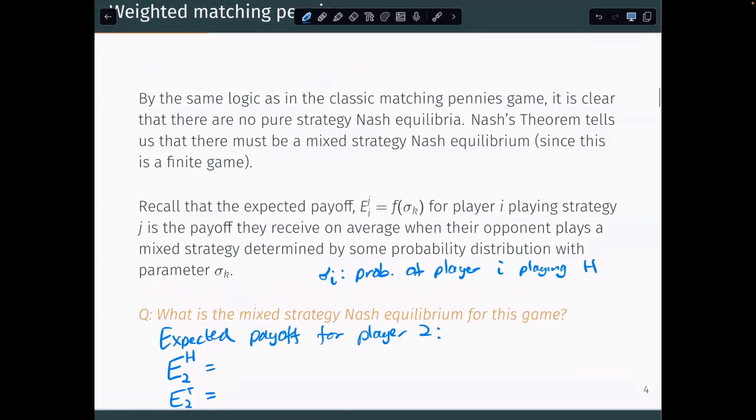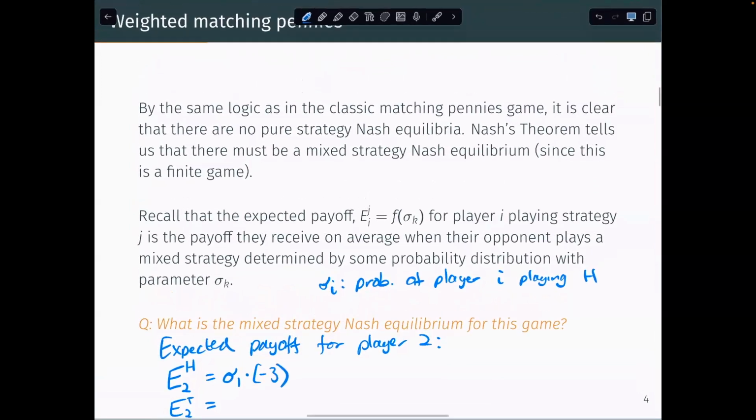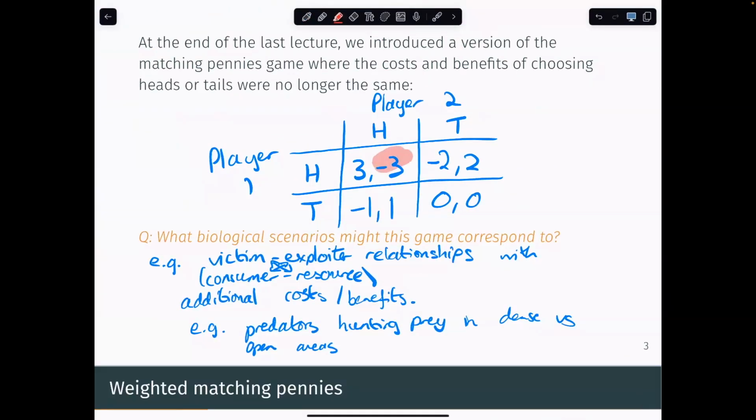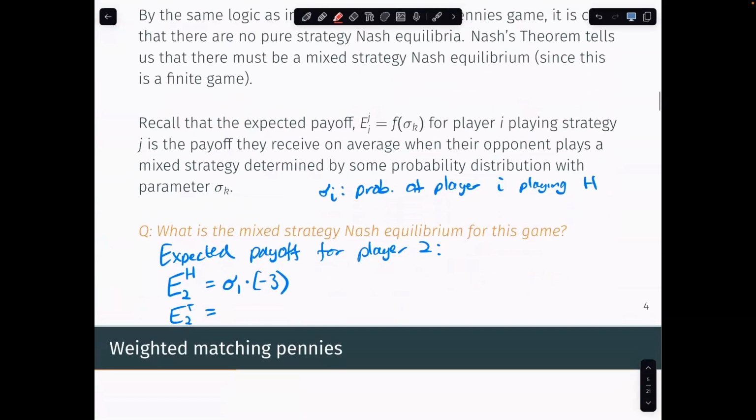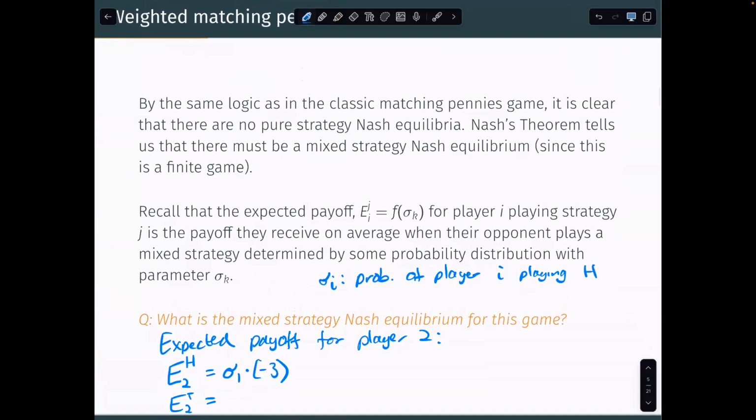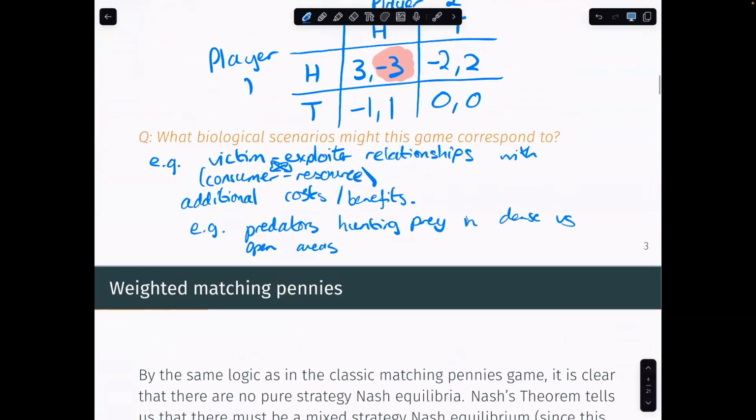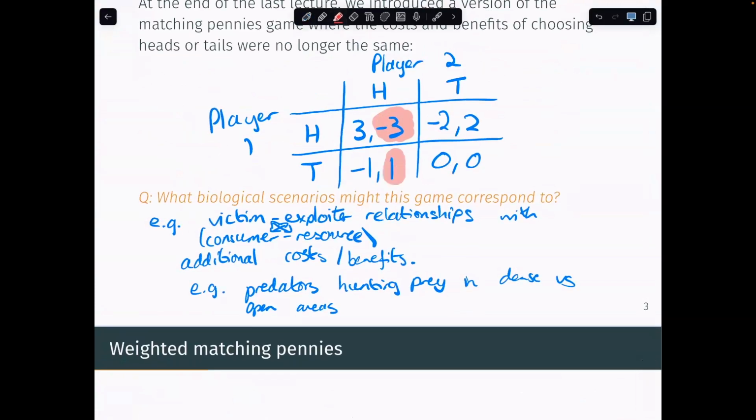Well, it depends on the probability that their opponent, player 1, plays heads or tails. So player 1 plays heads with probability sigma_1. And the payoff for player 2 in this case is -3. That comes from up here: when player 1 plays heads and player 2 plays heads, the payoff is -3, and the probability of that happening, the probability of player 1 playing heads, is sigma_1. And then the probability that player 1 plays tails is 1 minus sigma_1. And in this scenario, the payoff to player 2 is going to be 1.